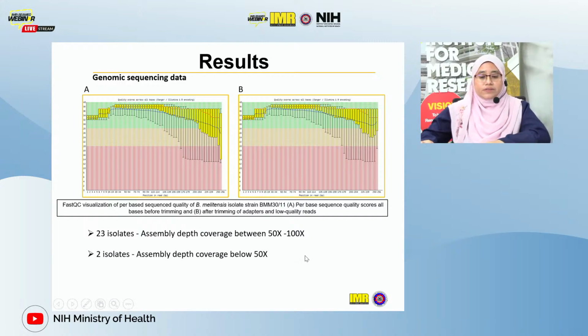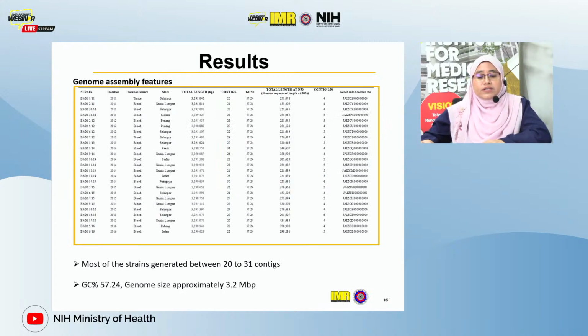So we come to the results. In genomic sequencing, firstly, this figure reveals the quality of sequence reads, which was assessed using FastQC. All the sequences were trimmed to improve overall quality and depth of coverage. Then the sequencing reads were assembled de novo using SPAdes. As a finding, most of the strains generated between 20 to 31 contigs with an average genome size of about 3.2 Mbp. The GC content was consistent at 57.24%, and none of the strains contain plasmids. This result is also consistent with other published Brucella melitensis genomes and the reference Brucella melitensis 16M.